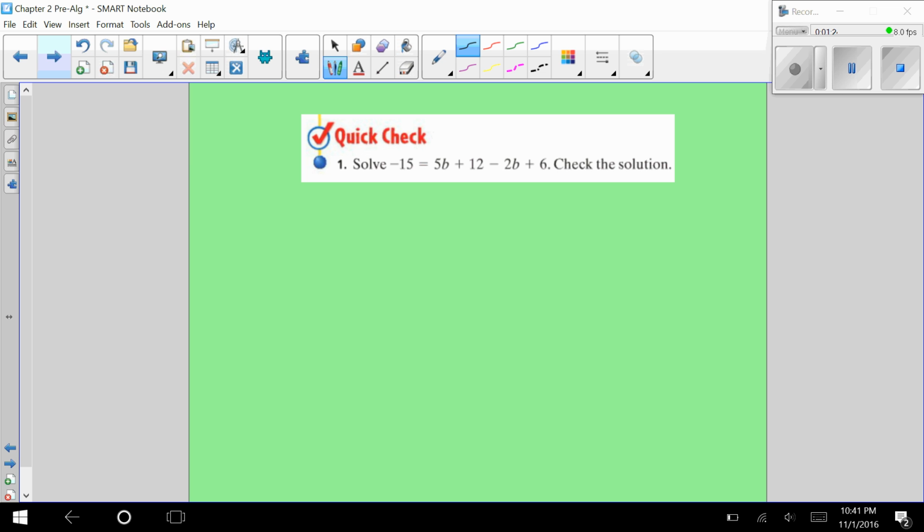Let's try this one. You're going to follow those exact same steps. Combine your like terms on the same side of the equal sign, and then solve. So what you should have done, you should have looked at the right side here, and you should have seen that 5b minus 2b makes 3b. 12 plus 6 makes 18. And my negative 15 hangs out on the other side.